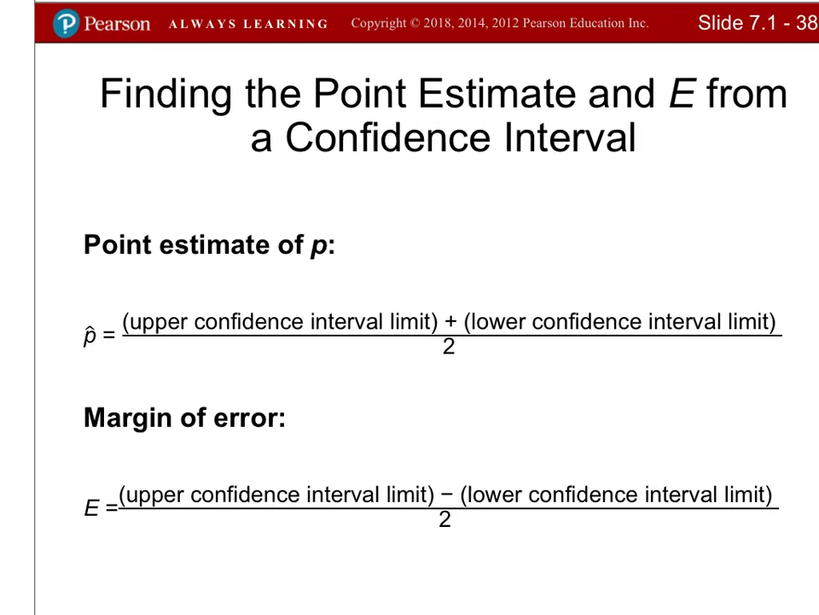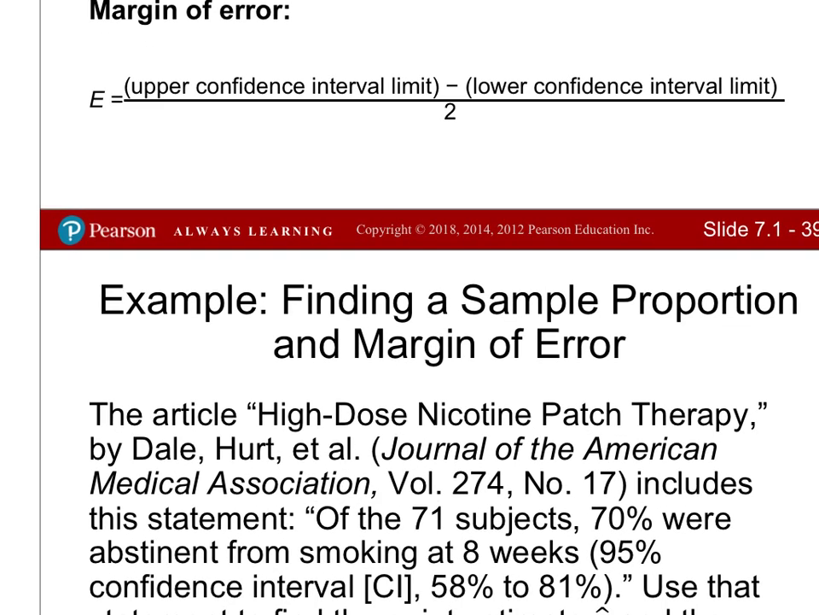Okay, so now there's a couple other formulas that are helpful. If you're given the confidence interval, you can work backwards to p hat just using this formula: the upper limit plus the lower limit divided by 2. P hat will be right in the middle of the confidence interval. You can also find the error: upper limit minus lower limit divided by 2. We don't use those very often, but that's important.